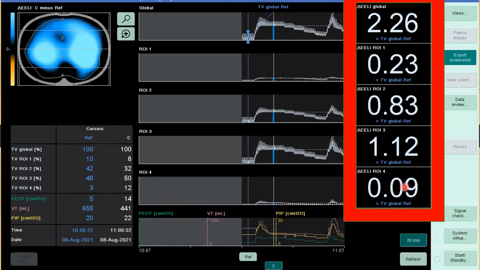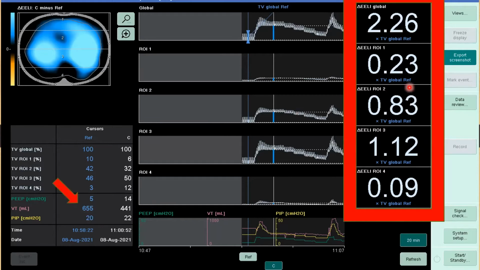So right away, I see the positive impedance values, and I say to myself, okay, I know that there is an increase in the end expiratory lung volume. But if we want to translate these impedance values into actual milliliters so that we better understand how much air has been gained, we'll just multiply that by the reference tidal volume.